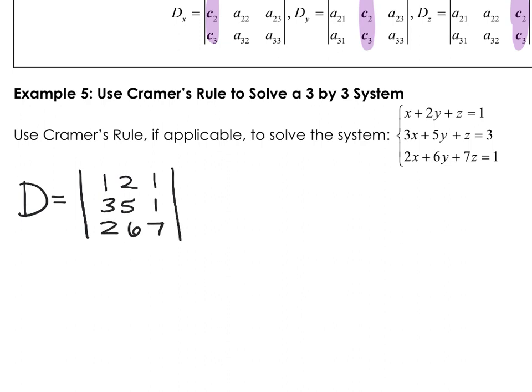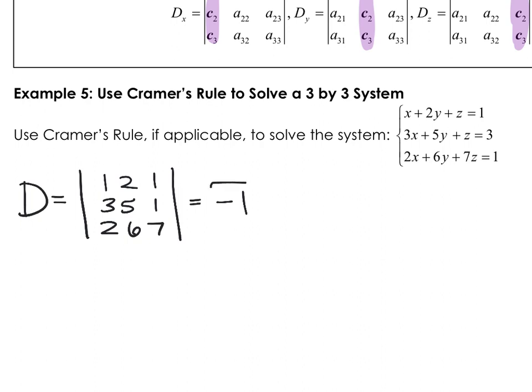Do we all know where those numbers came from? 1, 2, 1 comes from the first equation. Those are the coefficients. 3, 5, 1 is the second. 2, 6, 7 is the third. It is negative 1. So we would type that into our calculator. We would get negative 1.